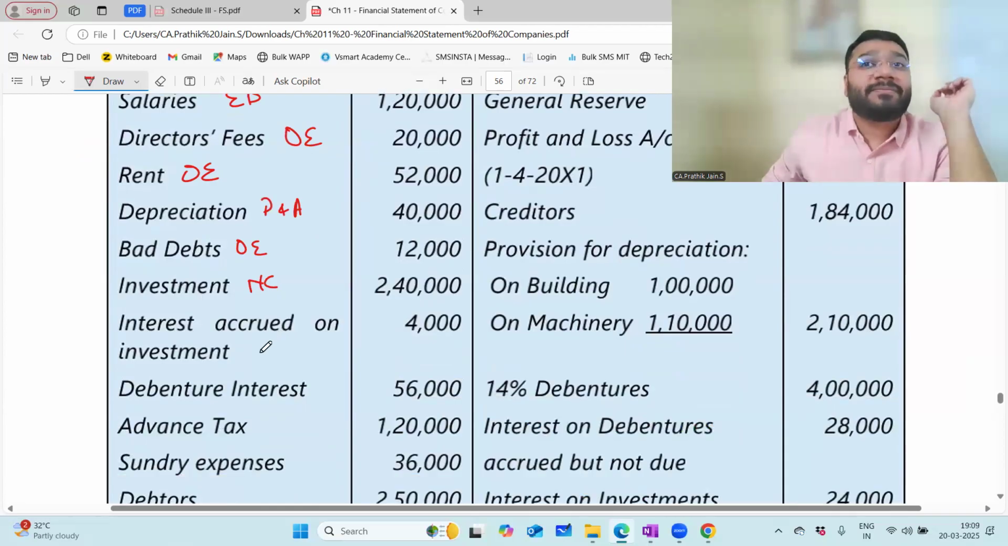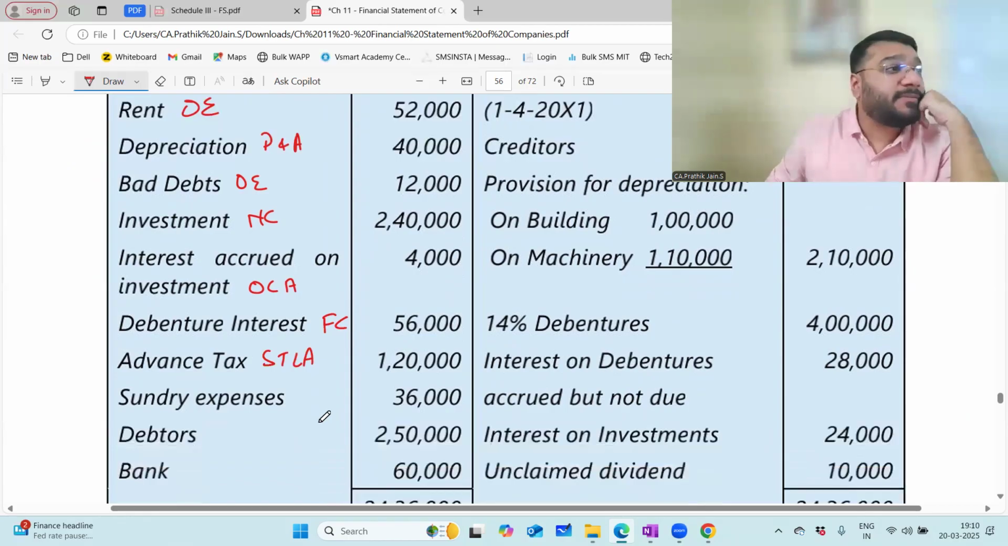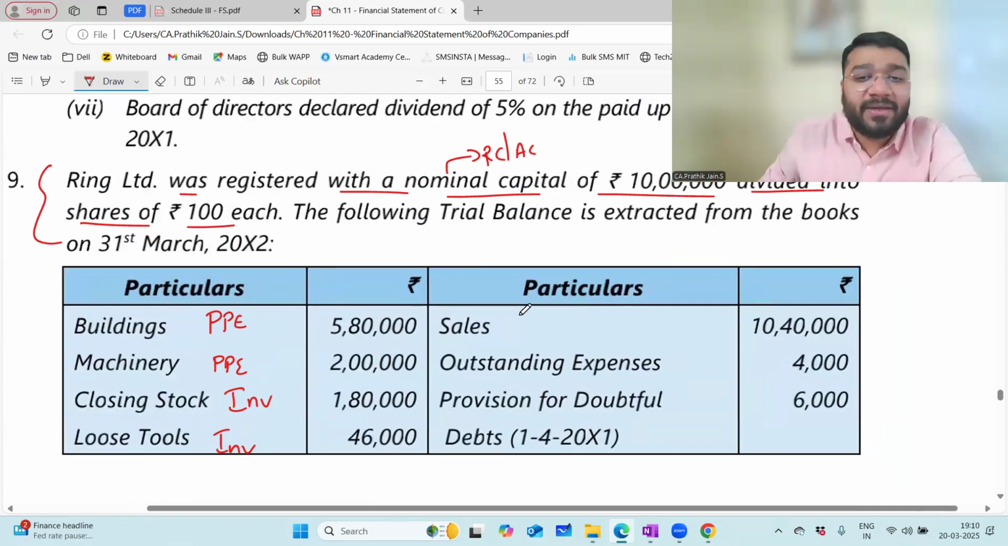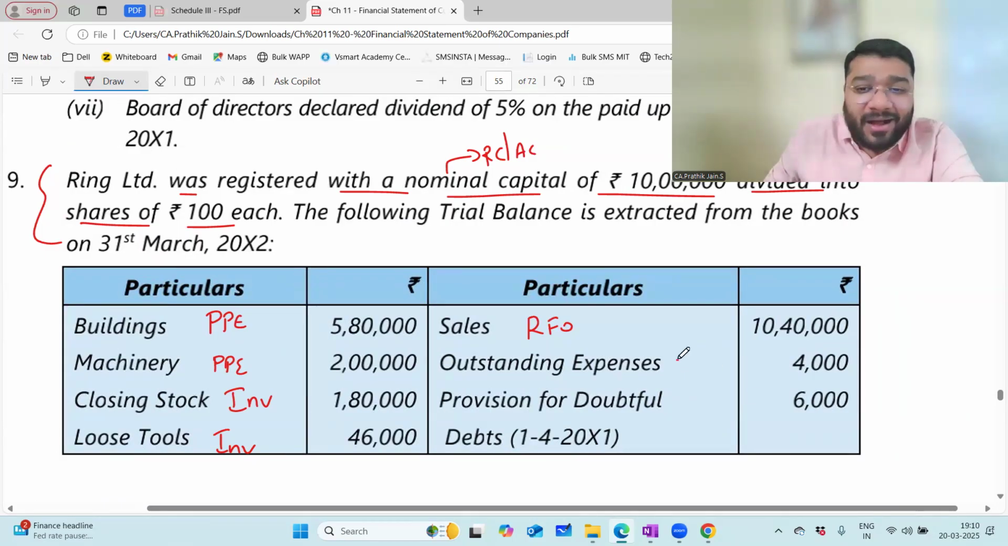Interest accrued on investment: other current asset. Debenture interest: debit column means expenses, finance cost. Advance tax: short-term loans and advances. Sundry expenses: other expenses. Debtors: trade receivable. Bank: cash and cash equivalent. Only the debit part is done, now the credit part. Sales: revenue from operations. Outstanding expenses means expense incurred but money not paid. When will I pay? In future. Anything that we pay in future is a liability. Which liability? Other current liability.